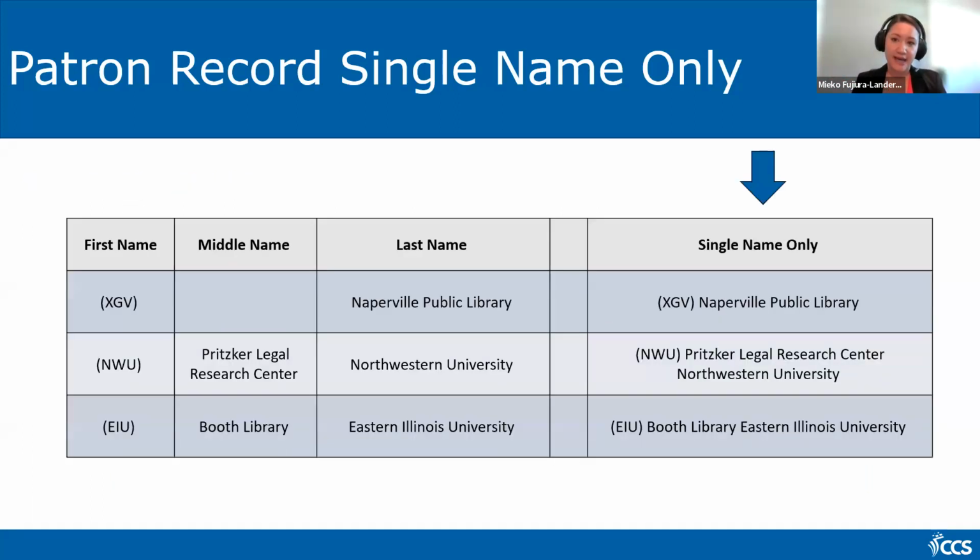If we enable this setting for the ILL for Cooperative Computer Services branch, all text would be entered into the single name or the last name field. So CCS does have the ability to globally update records registered to this branch. So we would take the text in the first name and middle name fields and then prepend them to the last name field. So it appears just like in this chart.